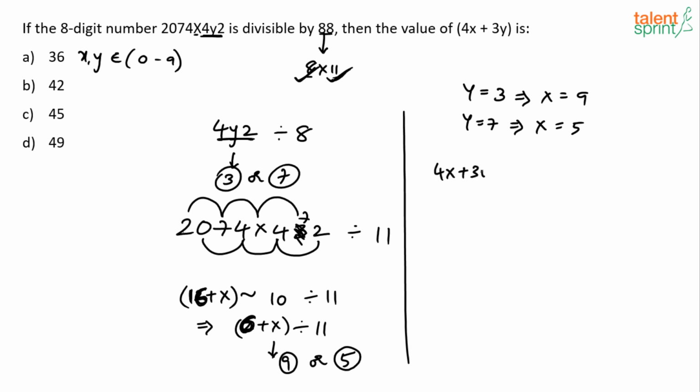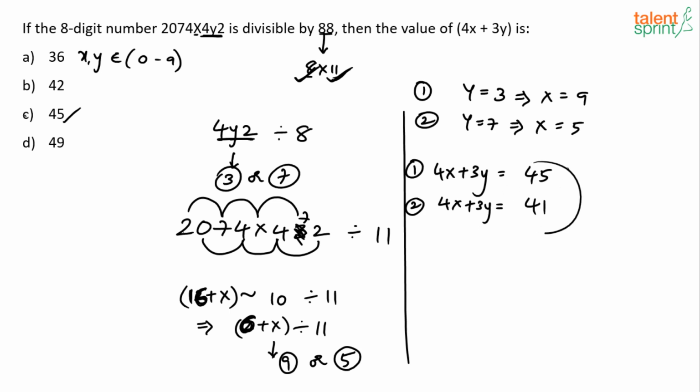4x plus 3y. So if I take case 1 and case 2. In case 1, 4x is 4 nines is 36, and 3y is 3 threes are 9. 36 and 9 is 45. 45 is there in the options, but let's check the other case also. When x is equal to 5 and y is 7, 4 fives are 20, 3 sevens are 21. 20 plus 21 is 41. So the possible answers are 45 and 41. So option C, 45 can be taken as the answer because 41 is not given in the options.